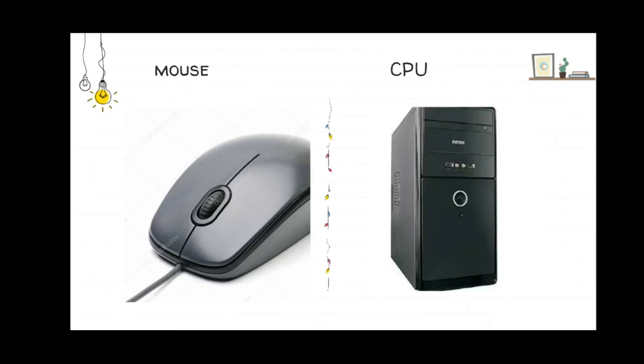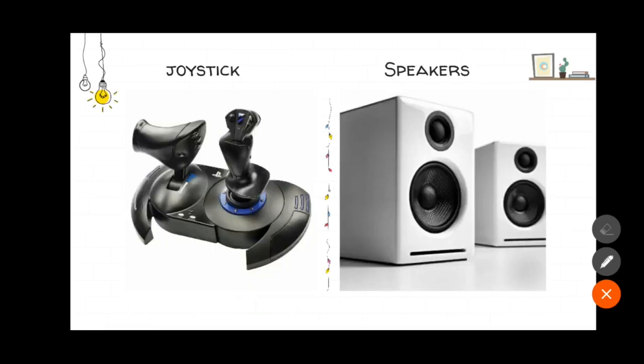Mouse. Mouse is a pointing device. It is used to move the pointer on the screen. It is also an input device. CPU. CPU is the brain of the computer. All the calculations and comparisons are performed by it. Joystick. Joystick is used to play games on the computer. It has a stick to give instructions. It is also an input device.